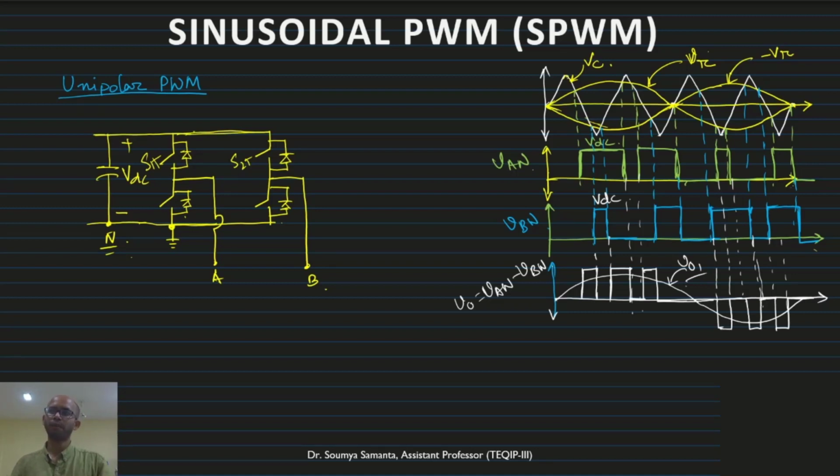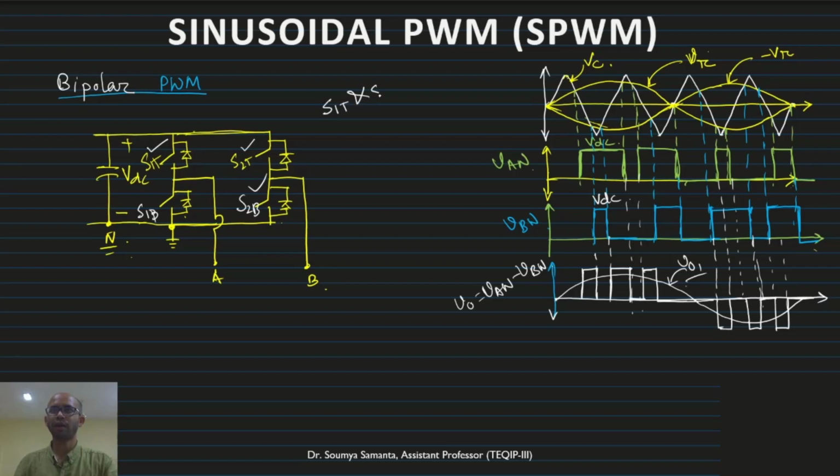Now bipolar PWM, how does it happen? In case of bipolar PWM, I am just explaining this one, and I am leaving this part for you to do. Bipolar PWM, as I have taken a long time here. Bipolar PWM is basically when this switch is on, then S2B is on. Both will be on. Whenever S2T is on, then S1B is on. So what will be the condition in case of bipolar PWM?